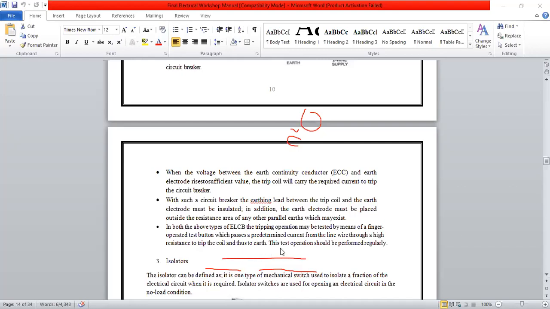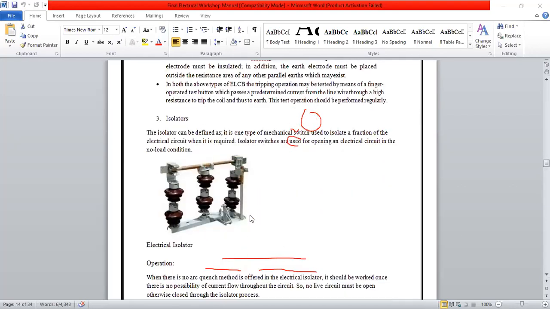So this test operation should be performed regularly. That means this operation needs to be conducted regularly. Okay, this operation should be performed regularly. So this is nothing but an earth leakage circuit breaker.